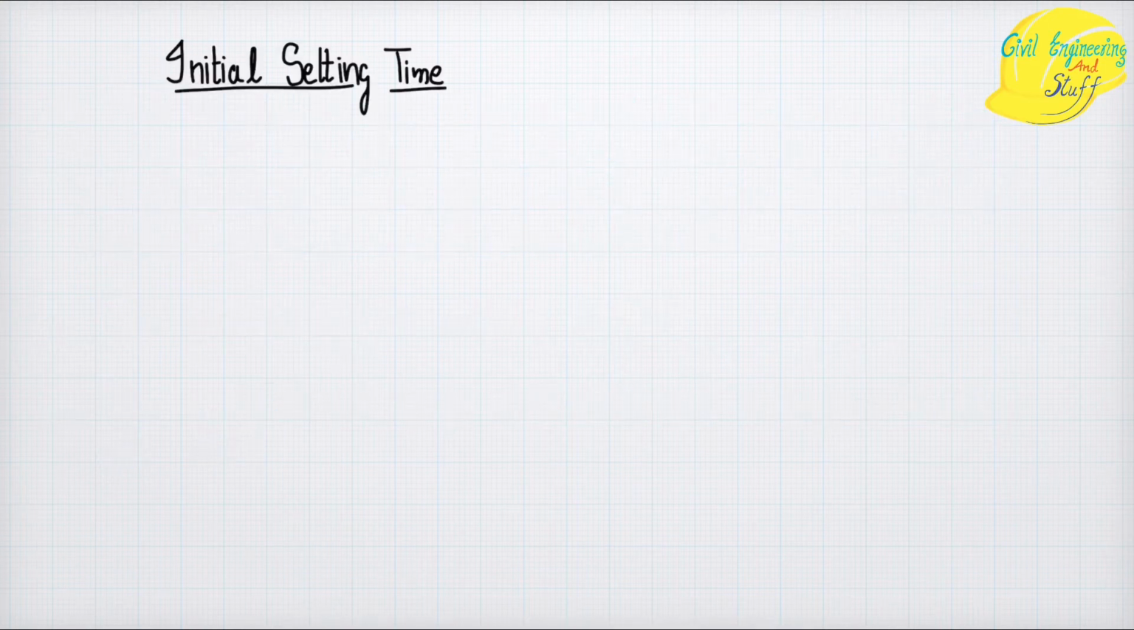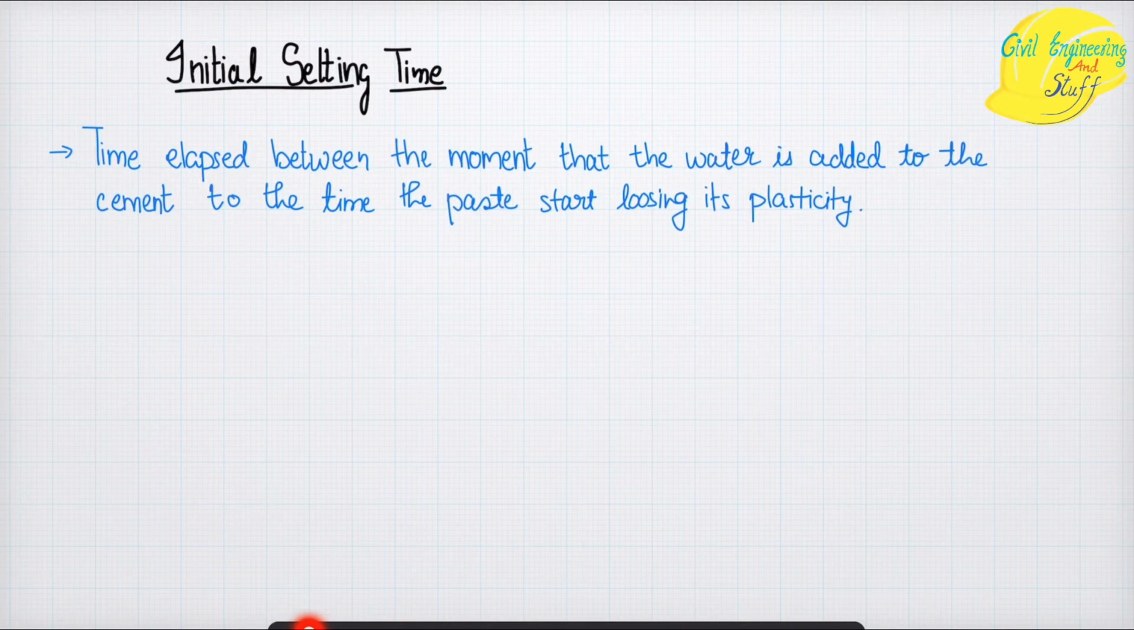So the next test is the initial setting time of cement. What is the initial setting time of cement? It is the time elapsed between the moment that the water is added to the cement to the time the paste starts losing its plasticity. All right. So basically, upon the addition of water to the cement, we mix and form a paste.